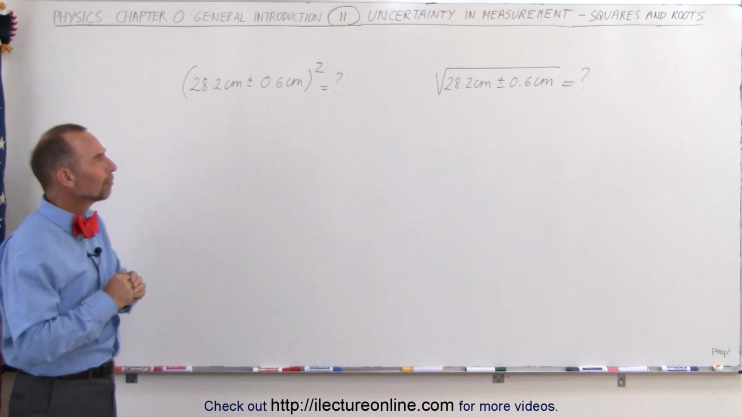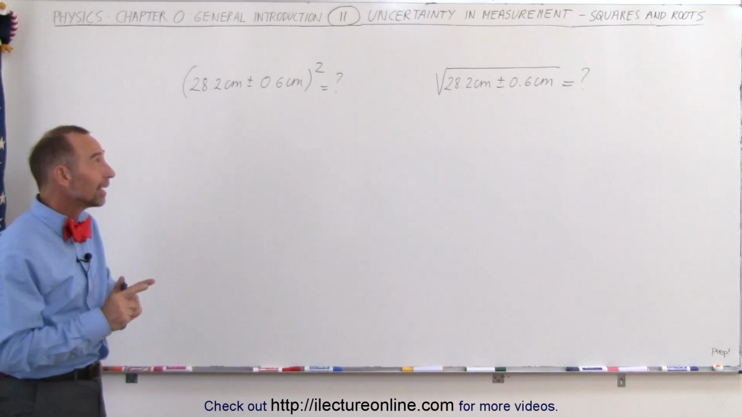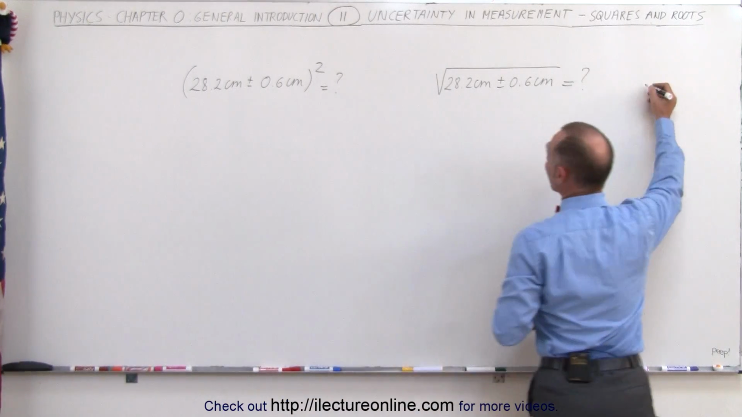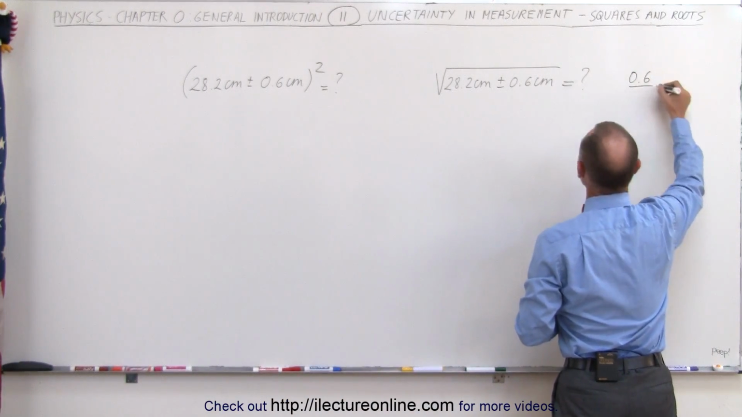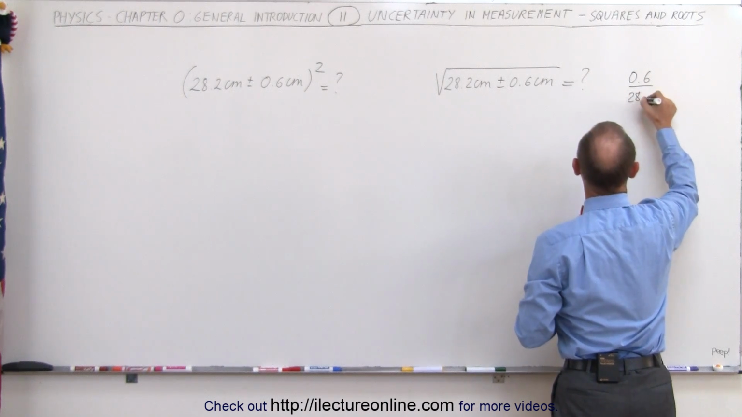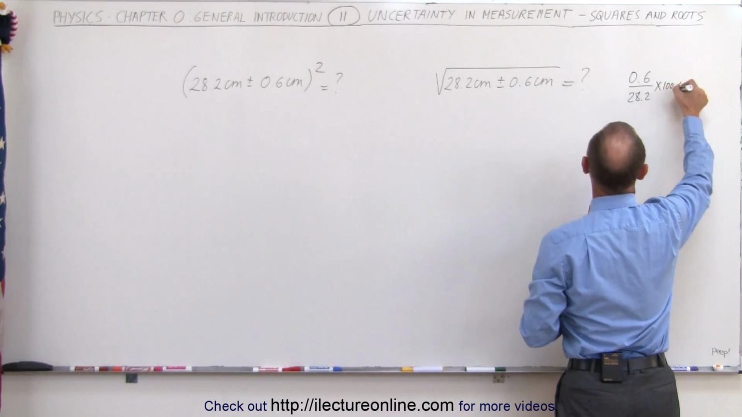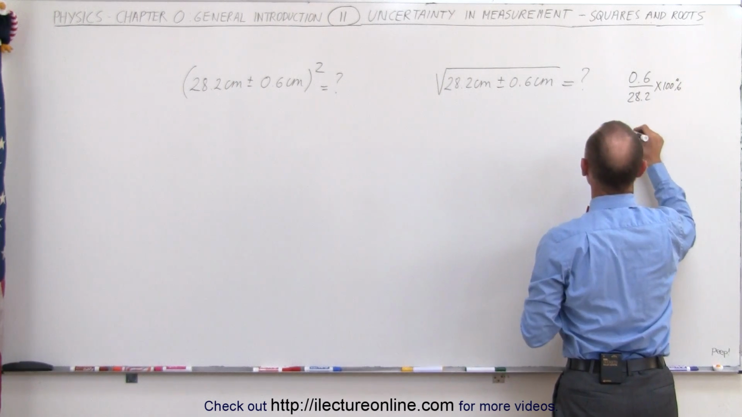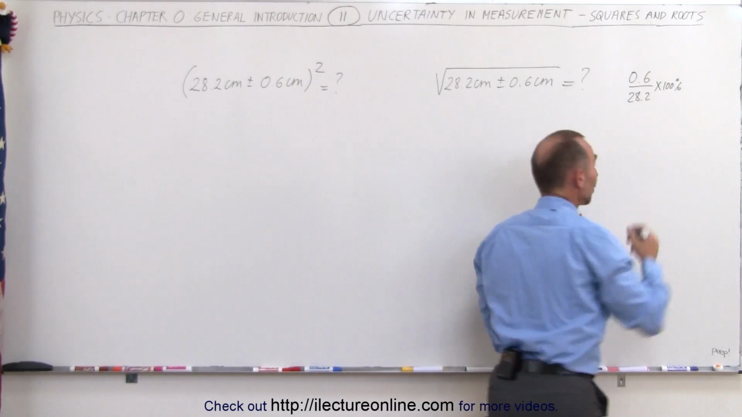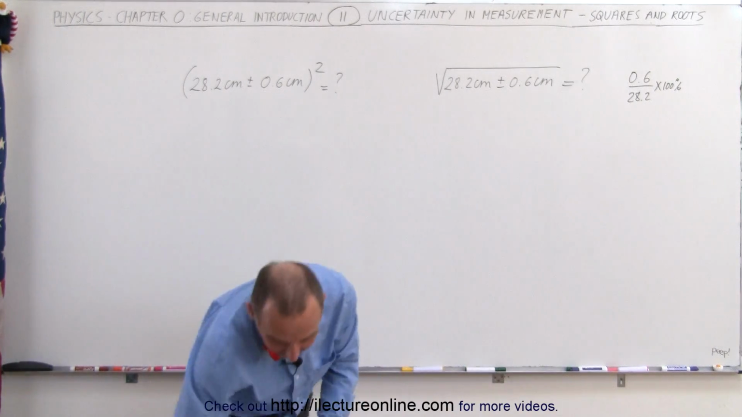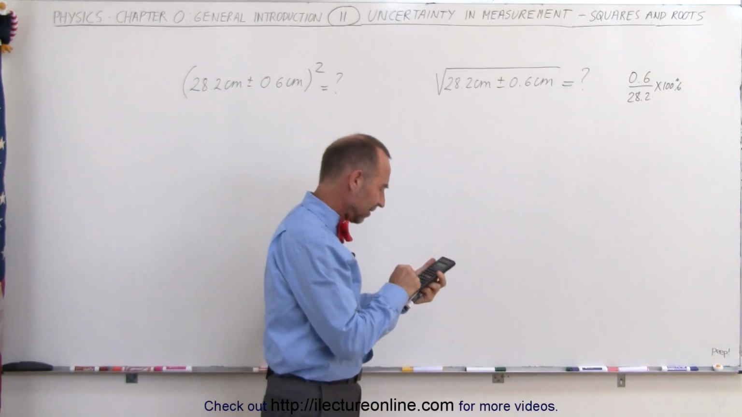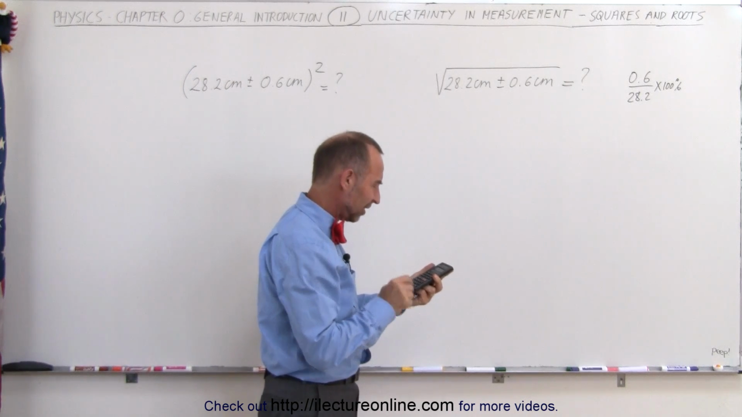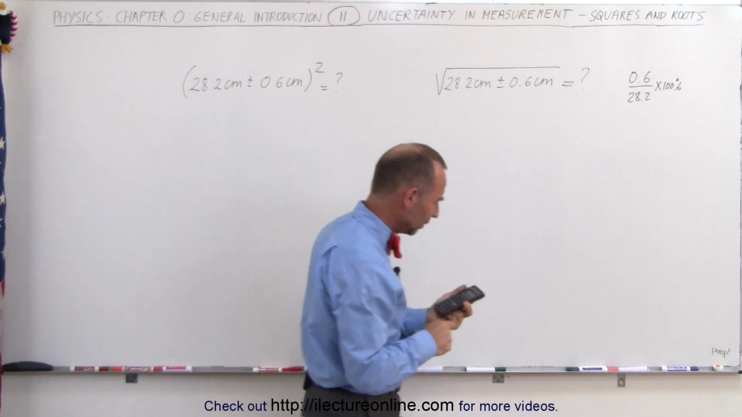All right, first what we need to do, just like with multiplying and dividing, we need to convert this to a percentage, which means we take the number 0.6 and divide by 28.2 and multiply times 100%. Same when we take the square root, we want to convert this to a percentage. It's the same set of numbers, so we only have to do it once. That's kind of nice. So we take 0.6, divide by 28.2, and times 100%, and we get 2.1%.